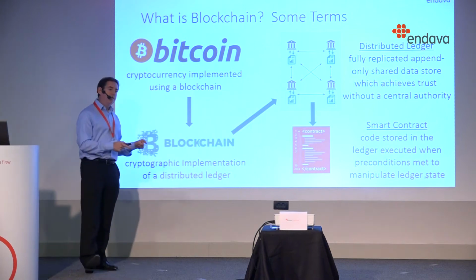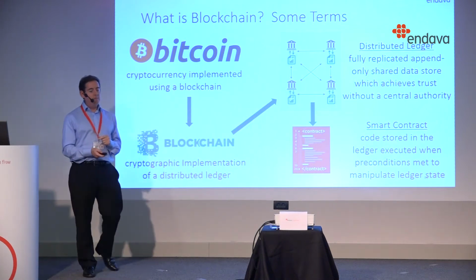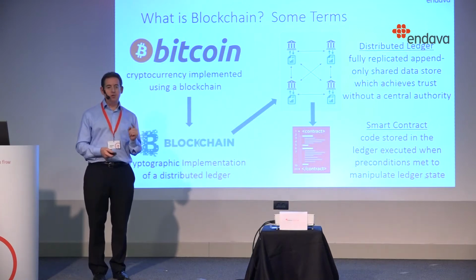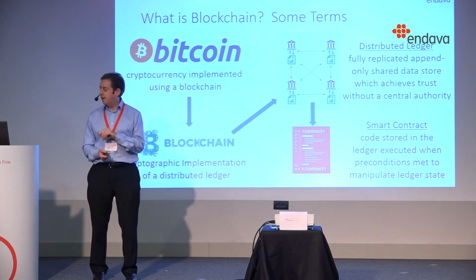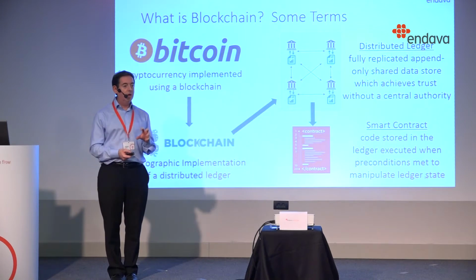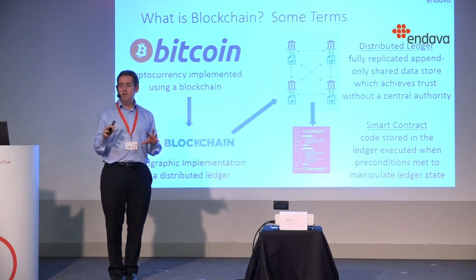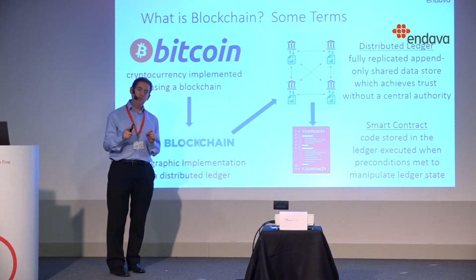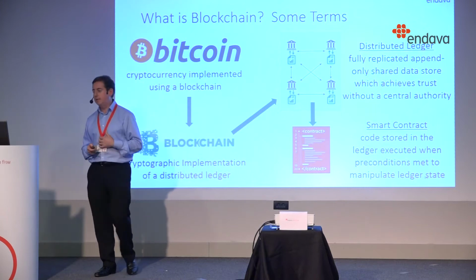A blockchain's a bit more general than that, and they can be used for things other than cryptocurrencies. And they are really implementations of distributed ledgers. And the interesting bit is actually the distributed ledger. Distributed ledgers are fully replicated, meaning everyone's got a copy, in a peer-to-peer fashion, of a distributed database. And it achieves trust, and this is the clever bit, without having anyone in control. So that's it. That's a ledger.